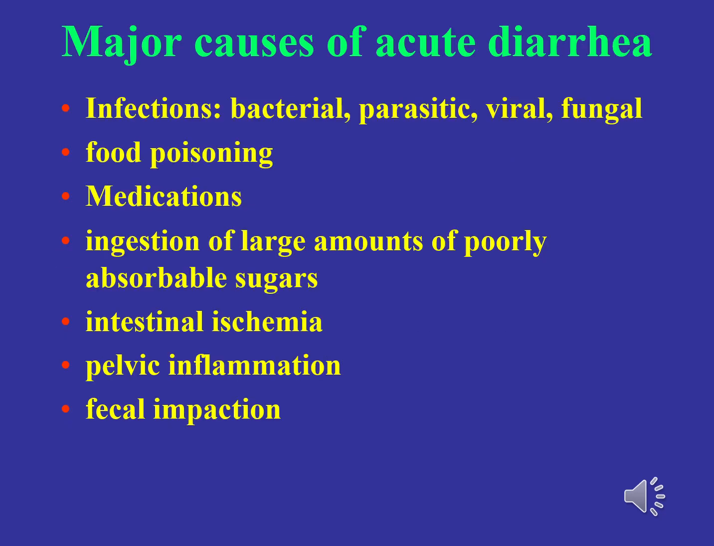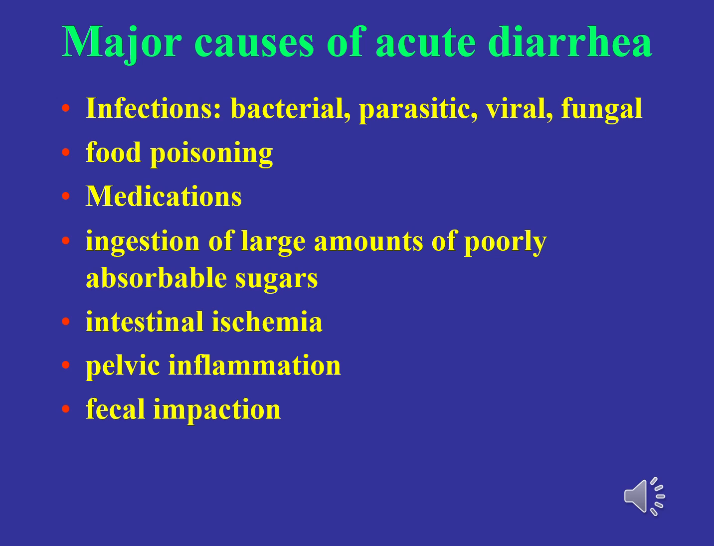The major causes of acute diarrhea include the following conditions. 1. Infections, which can be bacterial, parasitic, viral, or fungal. 2. Food poisoning. Sometimes it's not the organism itself, but the ingestion of preformed toxins by the organisms shed in the contaminated food that cause diarrhea. This is also self-limited.